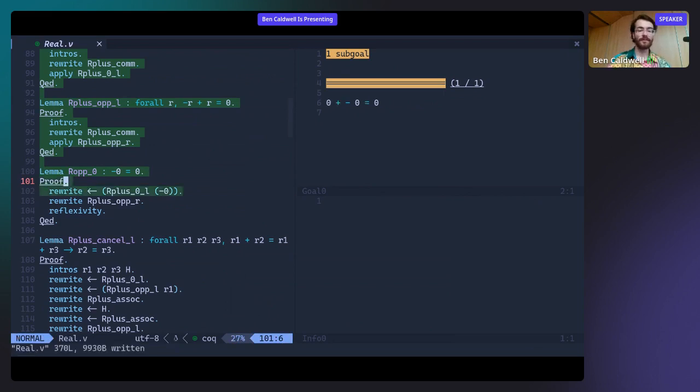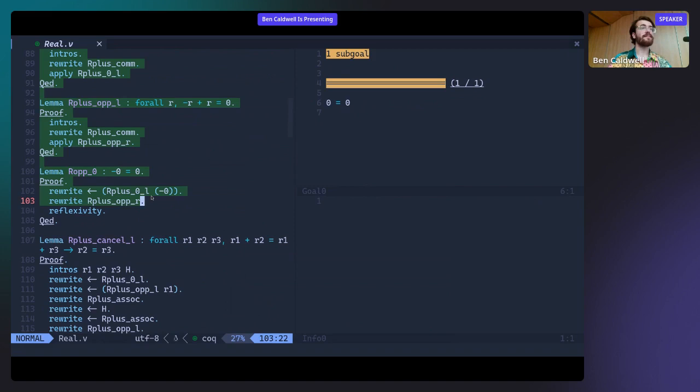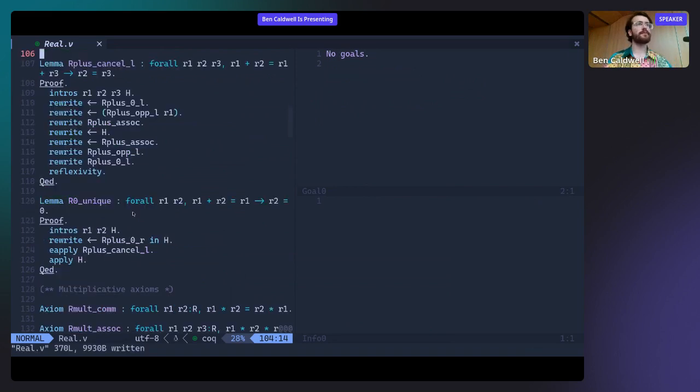-0 is forced to be 0. And it's simply because, well, we can add a single 0 to the left. And then that's 0 plus -0, which by the previous rule is 0. And then we immediately get, well, -0 is 0. So those are the only rules that are actually required to prove something so simple in the real numbers.